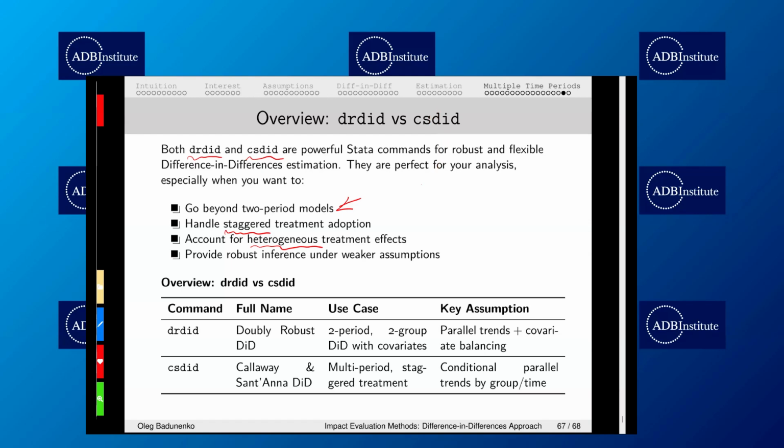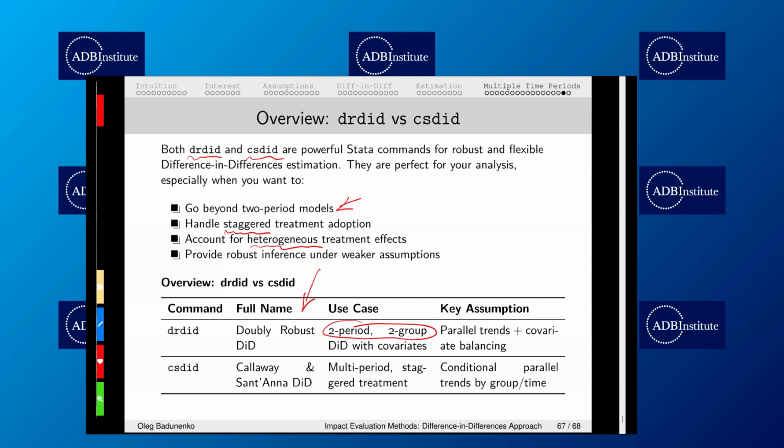Okay, so what is the difference between these two commands, which are very useful? Well, first of all, the full name for double robust DID is the double robust Sant'Anna and Zhao approach. It's also published in the Journal of Econometrics. So this is the two-period approach for two groups, right? Treated and control group. And you can apply it using the difference-in-differences framework with covariates, okay?